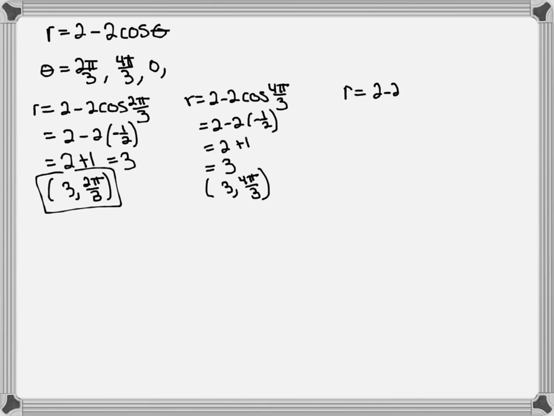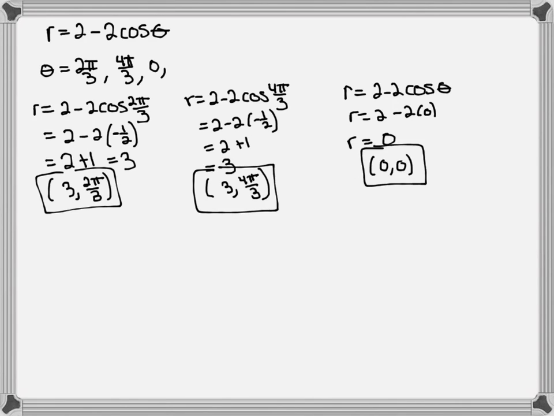And when theta is 0, I'm going to end up with r equal to 0, because cosine of 0 should be 1, so 2 minus 2 is 0. Okay, so those are my 3 horizontal tangents.